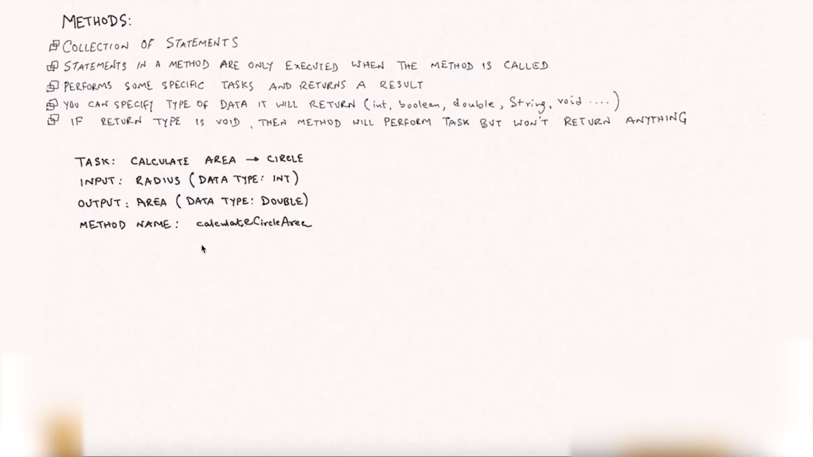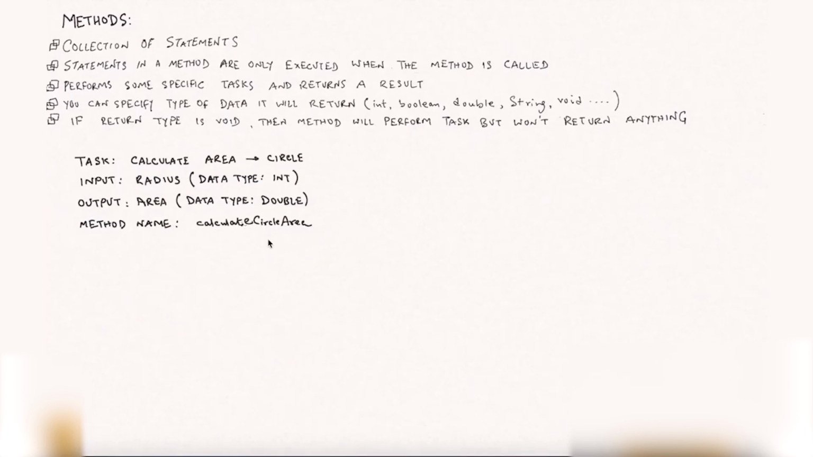You know how camels have this hump. So it's just like that. You have a hump here and you have a hump here, right? So this is what camel casing is. So now we know what the task is. Now we know what the inputs are. Now we know what the output should be. And we also have a good name for our method.